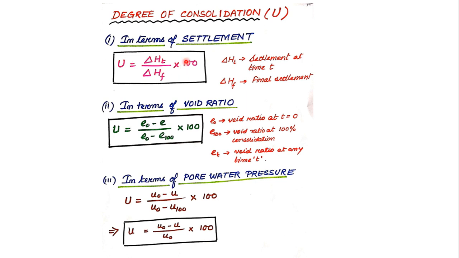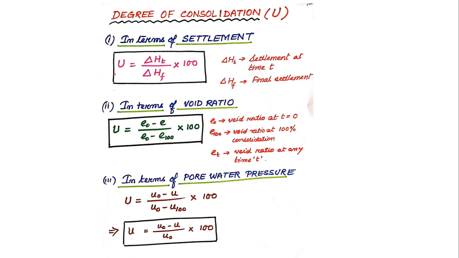Now let us look into a different term called degree of consolidation, which is denoted by capital U. So what is degree of consolidation? It is the percentage of consolidation taking place in a soil mass. So if I ask you what is the percentage of consolidation in a soil mass, and if your answer is 60%, then it will mean that 60% of water has been drained out of the soil. Okay. Now degree of consolidation can be calculated in three ways. Let us look at each of them. The first is in terms of settlement.